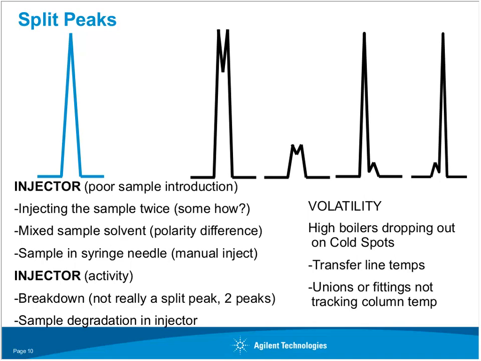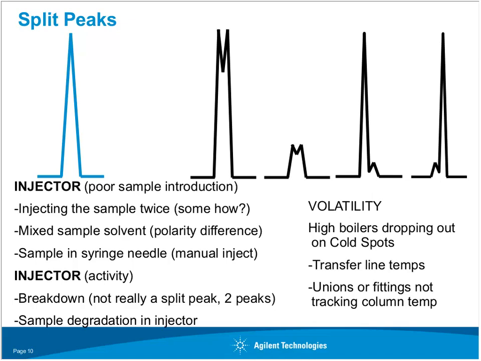The other thing you have to be careful with is when you're making up your samples, ideally you don't want to use a mixed solvent. Primarily, if at all possible, you want to use one solvent, because those solvents, when they are volatilized in the inlet, are going to flash at different temperatures, and you can get this type of peak shape. The other thing that can happen is it could be the sample in the syringe needle. So it may be a good idea to change your injection technique, have someone else do a different injection, or do a manual injection.